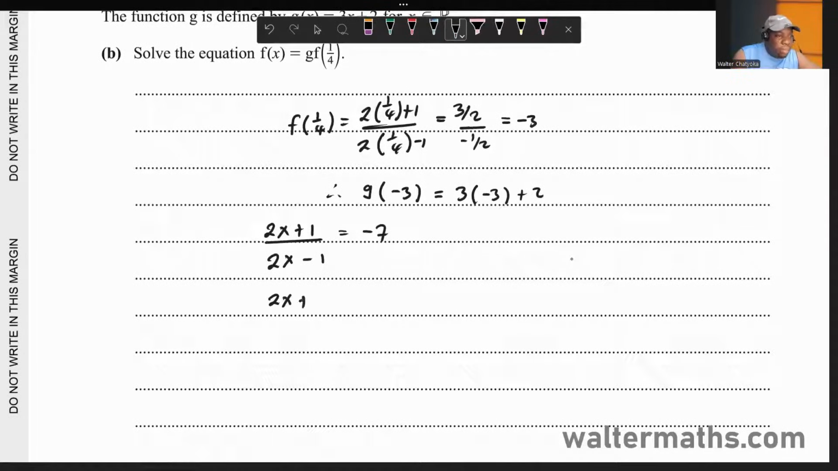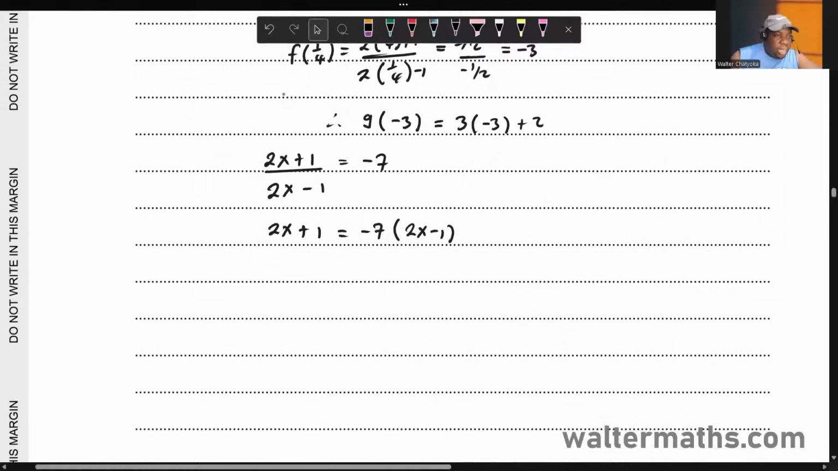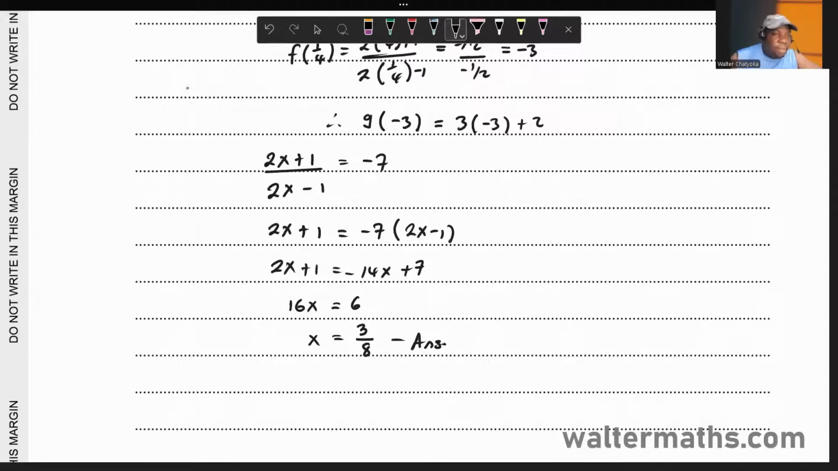So 2x plus 1 is equal to minus 7 of 2x minus 1. So that's 2x plus 1 is equal to minus 14x plus 7. So that's more like 16x is equal to 6. So x is 6 over 16, which is 3 over 8. So this is the answer here. And that's how we do it.